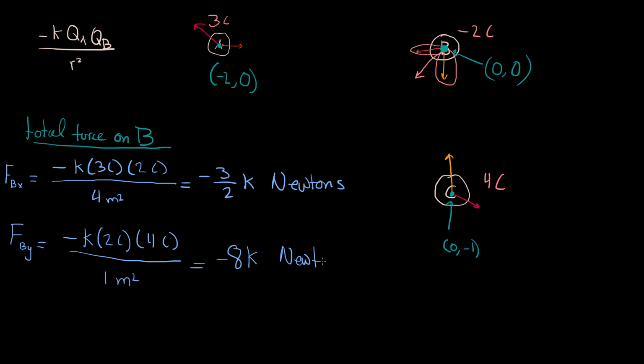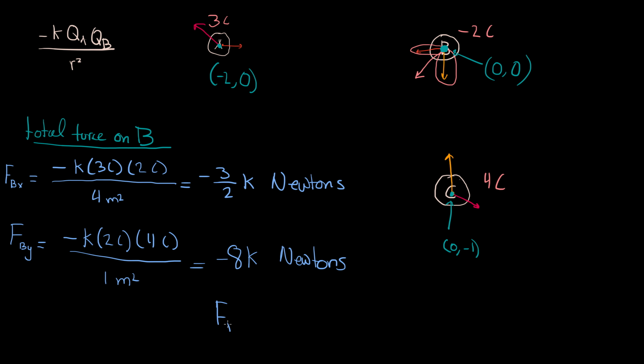And generally, if you had a calculator with you and you were doing this on a test or homework, you would plug in k as 8.99 times 10 to the 9th, or just 9 times 10 to the 9th. However, just for simplicity, I'm going to do it this way. And so now, we've utilized this property of superposition to figure out the exact forces that are going to be acting on B in each direction. And so we can write that down.